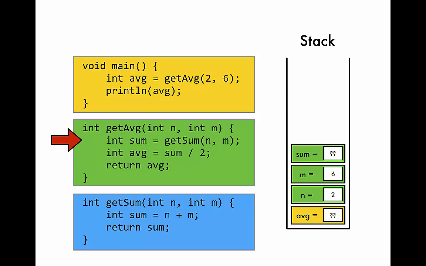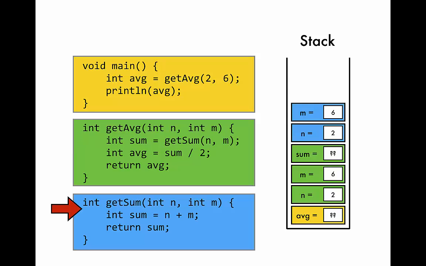The arrow here indicates that we have declared the variable sum, but we have not called getSum to get its value yet. This is a good place to pause and try to figure out what will happen to the stack once we call the method getSum. Please pause the video. I'll give you 5 seconds starting now. Ready?